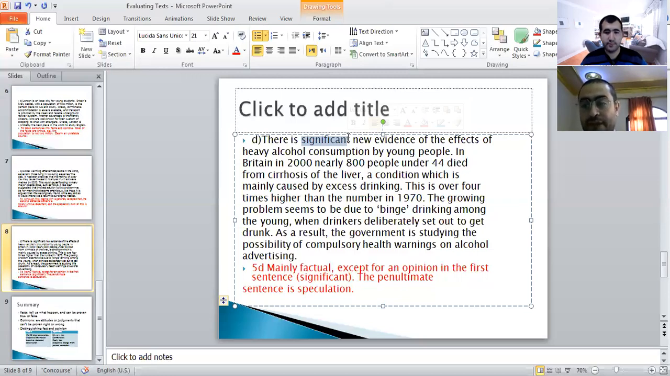Okay, it's not a fact. Would you like to say something about this text, Mr. Zaki? It is a fact because you see some numbers. 800 people under 44 died. You have a date. This is over 4 times higher than the number in 1970. So as you can see, most of the text is factual, except for "there is significant new evidence."